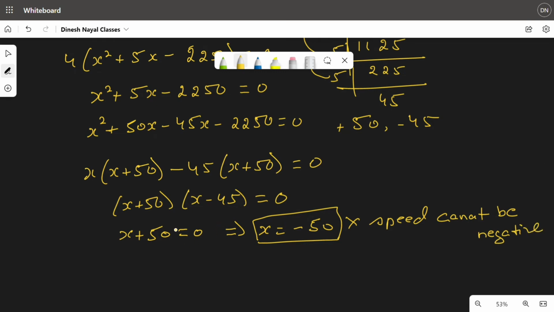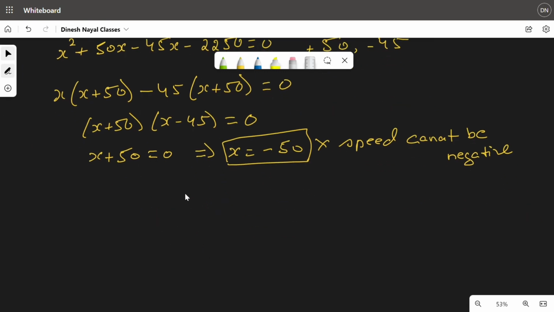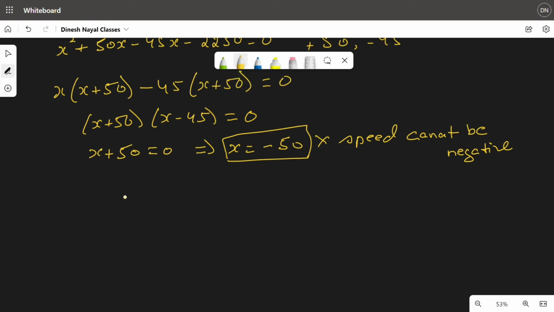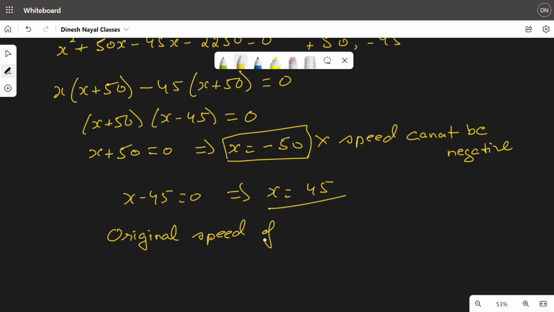Now x minus 45 equals 0. This implies x equals 45. So 45 km per hour is the required speed, or the original speed of the train is 45 km per hour, which is our answer. So the original speed of the train is 45 km per hour. That's our answer. Coming on to question 5.